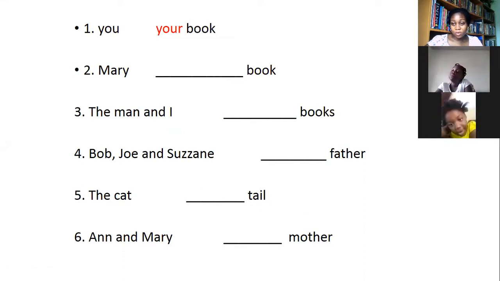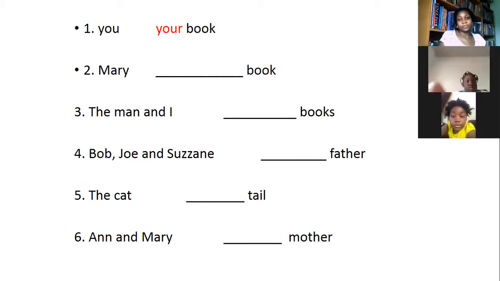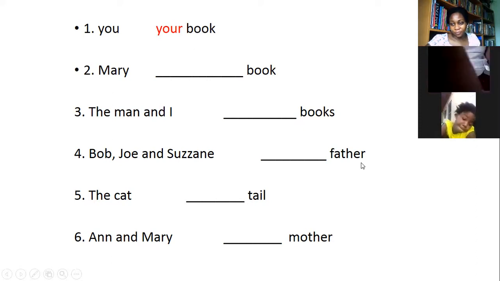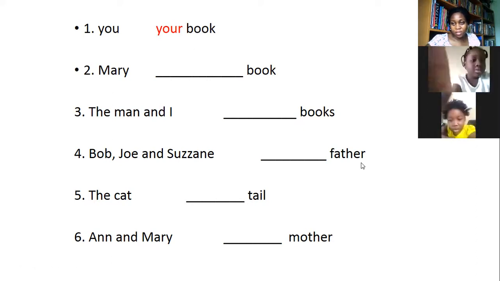I'm going to do the last one too. Anne and Mary's mother. So she is... Yes, Dioli. Very good. Their mother. Dioli's teacher is Miss Justina. So she is what? Their teacher. Do you all get it? Any question?